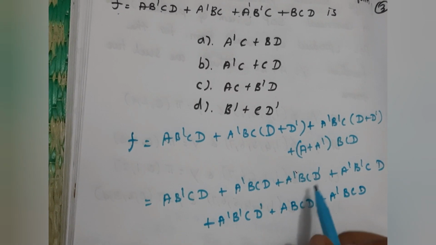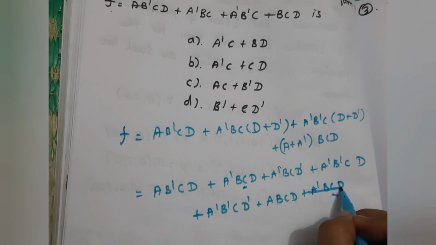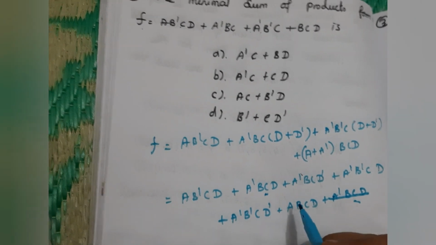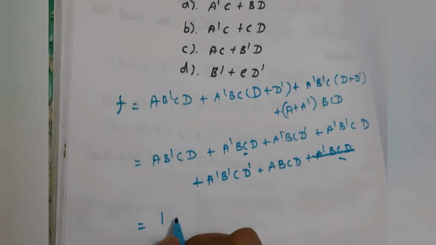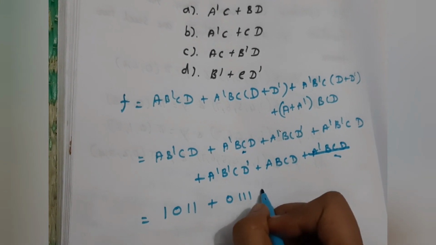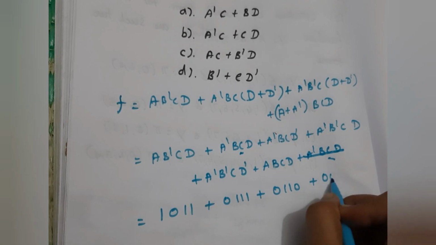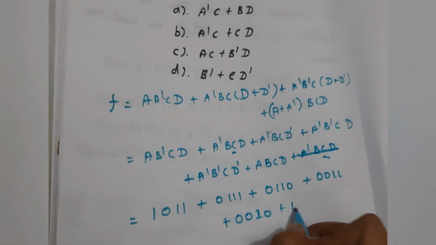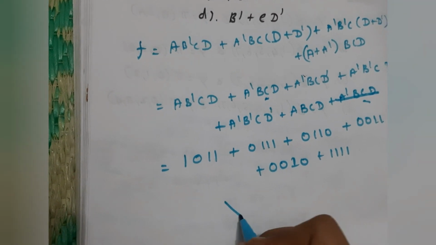So check for similar terms. This one and this one are similar, so eliminate any one, and no other similar terms. Now write the equivalent binary. That is 1 0 1 1 plus 0 1 1 1 plus 0 1 1 0 plus 0 0 1 1 plus 0 0 1 0 plus 1 1 1 1. Now we can solve it by using a 4 variable K-map.